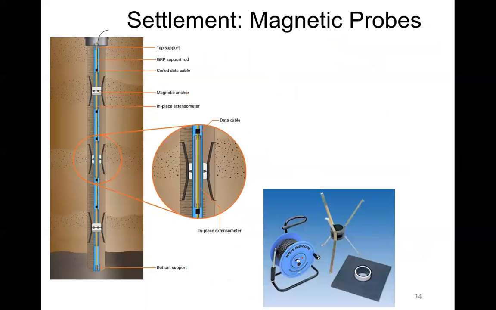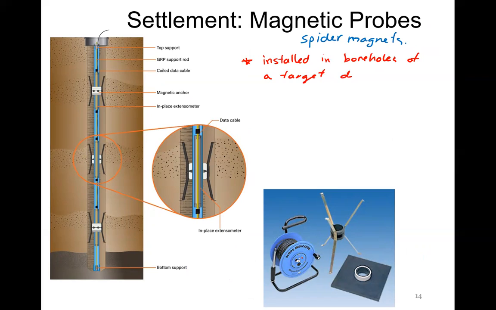The other one is the settlements, and these are the magnetic probes, or what are also called spider magnets. At a target depth, so whatever layer we care about. So if we want to see how we are compressing an organic layer 30 feet down, then we would actually drill a borehole to that depth and install these spider magnets. And there's a picture of one right there, and you can see why they're called spider magnets.